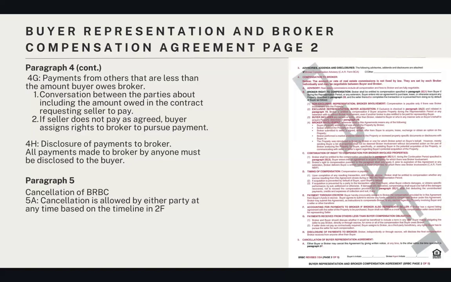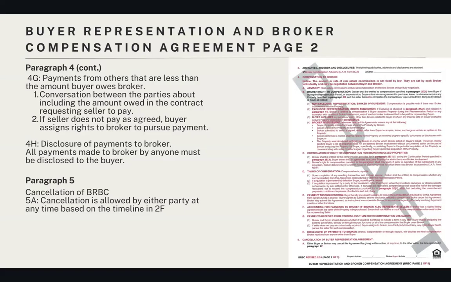So in that particular instance, what that's saying is that if the seller agrees to pay and they don't, then the buyer is giving the buyer's broker authorization to pursue legally the brokerage fee from the seller. 4H, disclosure of payments to broker. All payments made to broker by anyone must be disclosed to the buyer. So pretty much standard. There can't be any secret payments or anything like that.